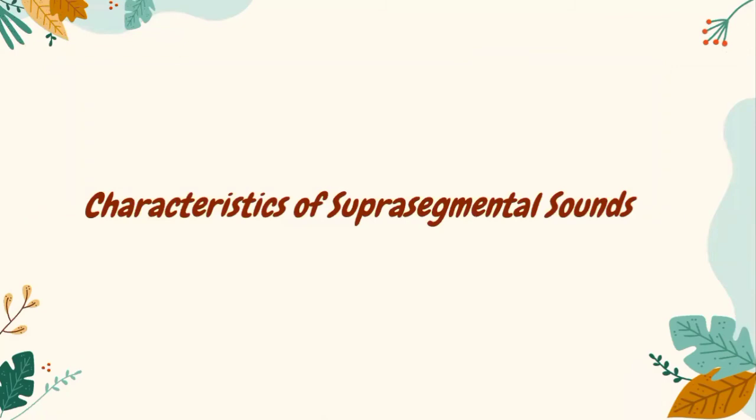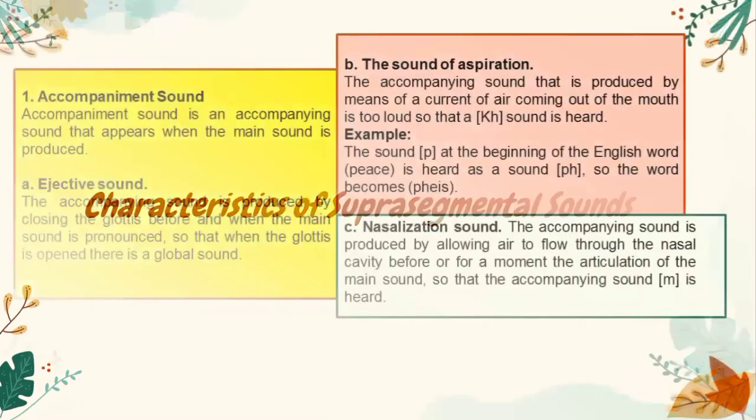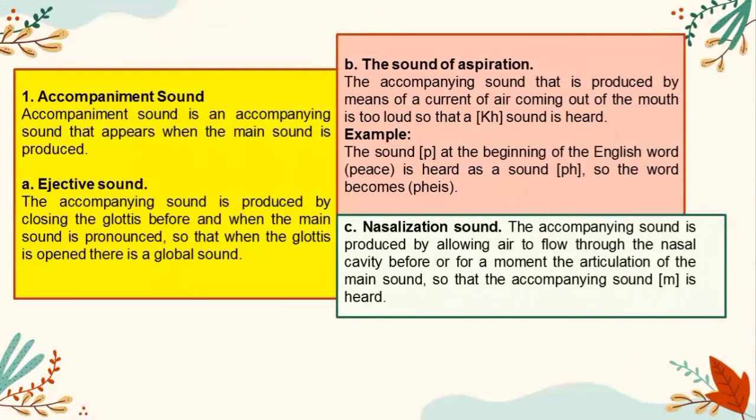And the next, characteristic of suprasegmental sounds, accompaniment sound, is an accompanying sound that appears when the main sound is produced. A, glottal sound, the accompanying sound produced by closing the glottis before and when the main sound is pronounced, so that when the glottis is opened, there is a glottal sound. B, the sound of aspiration, the accompanying sound that is produced by a current of air coming out of the mouth too loudly so that a KH sound is heard. Example, the sound P at the beginning of the example word, peace, is heard as a sound PH, so the word becomes space.